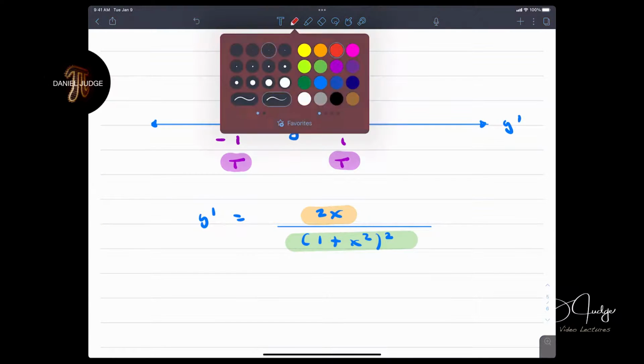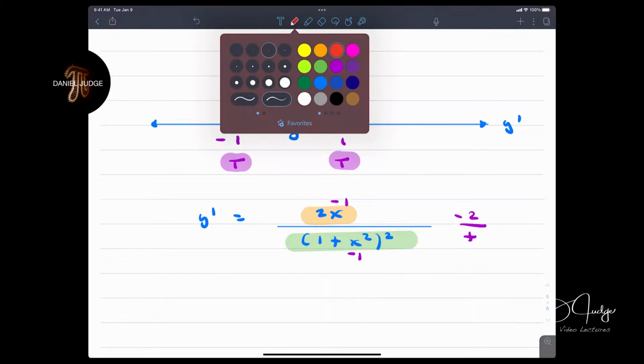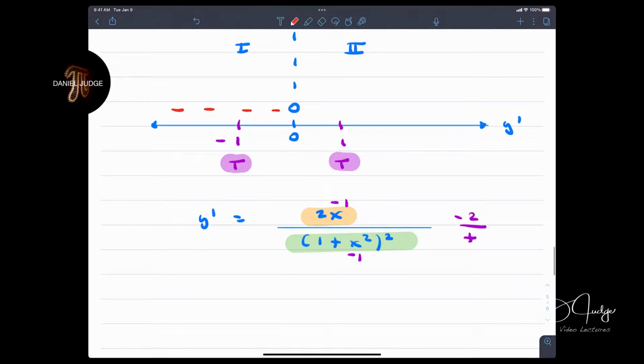So plug in the first test point, -1. The bottom here, if you said, what about the bottom? The bottom's always positive. If I square -1, that's +1. And then 1 plus 1 is 2, and 2 squared is 4, so it's positive. But the numerator is negative because 2 times -1 is -2. That's -2 over a positive number down here, and a negative over a positive is negative. So we have a decreasing situation in region 1.